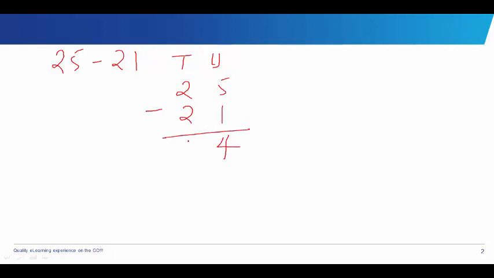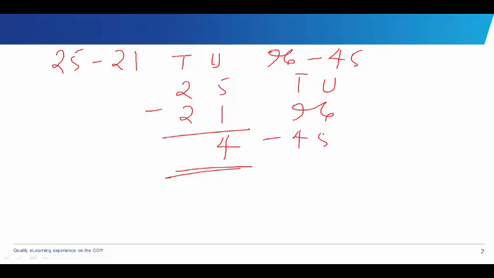For 2-digit numbers, let's have 25 minus 21. We'll put that tens and units. 25 minus, always put your subtraction sign, 21. 5 minus 1 will give us 4. 2 minus 2 is 0. So our answer is 4. 96 minus 45, we'll write it this way, tens and units. 96 minus 45, 6 minus 5 will give us 1. 9 minus 4 will give us 5. So our answer is 51.